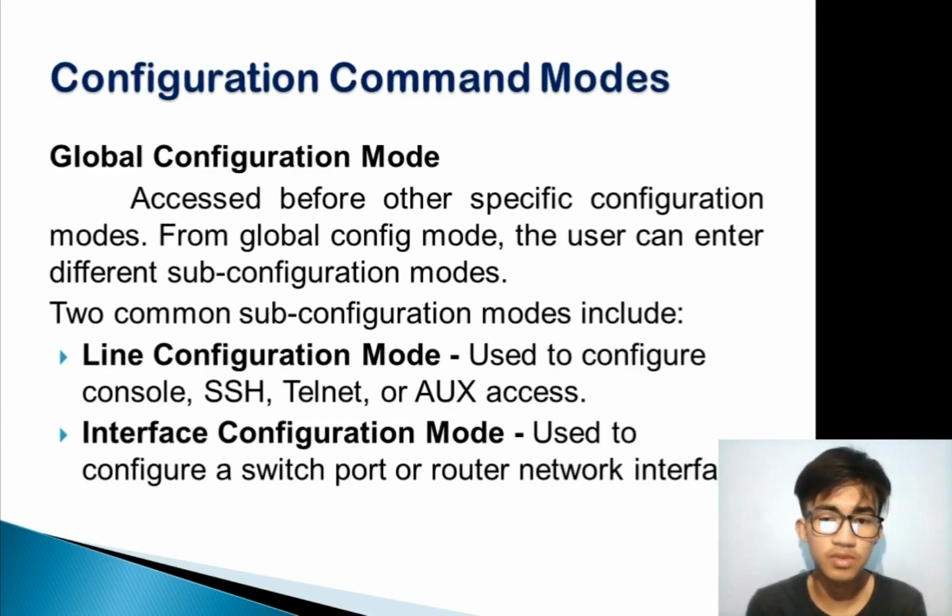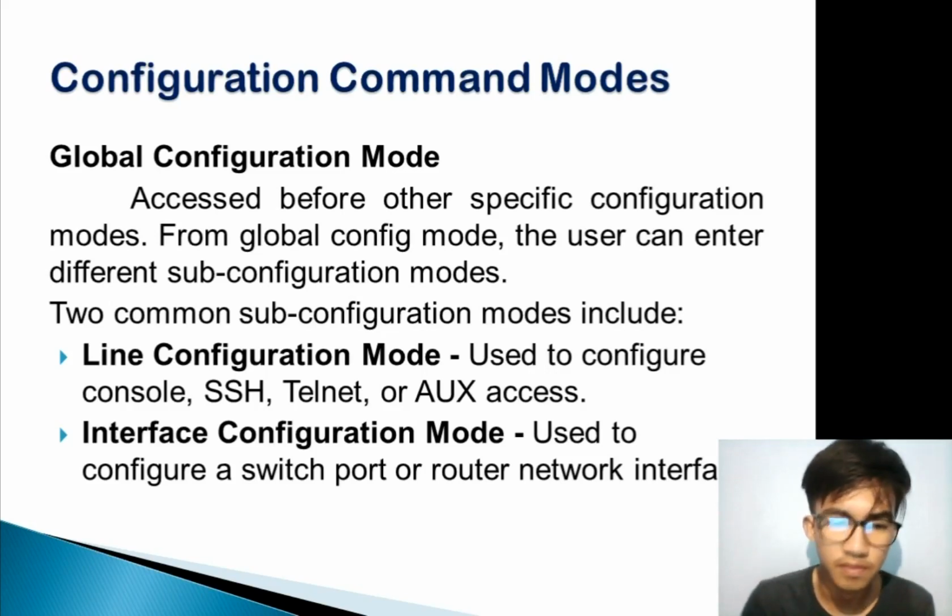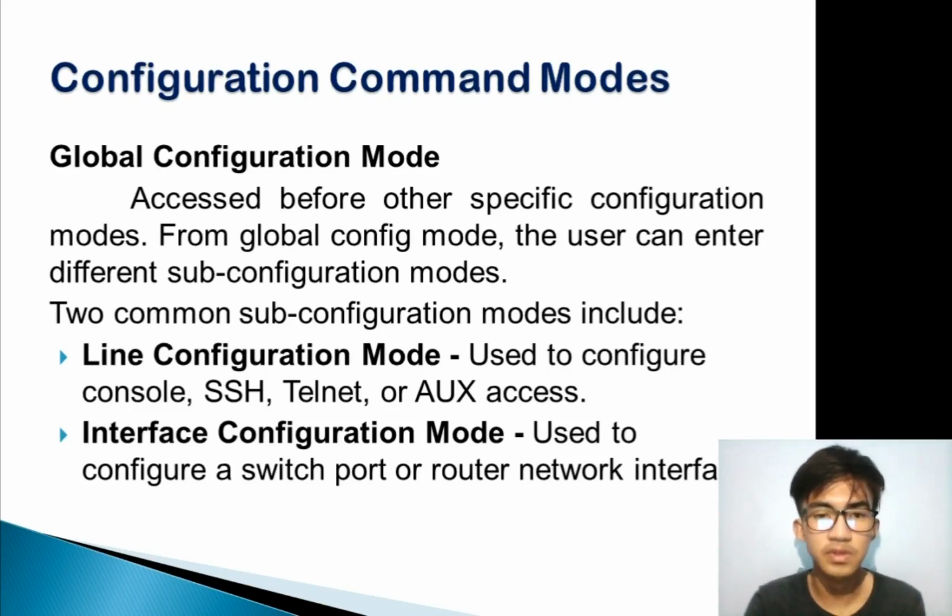Two common sub-configuration modes include line configuration mode, used to configure console, SSH, Telnet, or AUX access. I think line console configuration is for setting passwords on the device to make it secure. Interface configuration mode is used to configure a switch port or router network interface. So that is interface configuration mode.